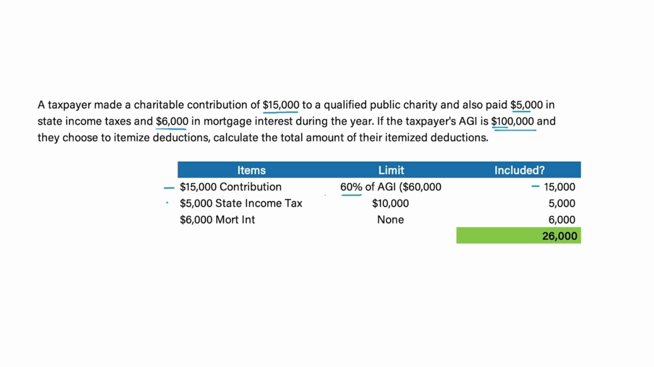So they can take the entire 15,000 as an itemized deduction. They pay 5,000 in state income tax, and you can take up to 10,000 in taxes. So they get the full 5,000. And then they have 6,000 in mortgage interest, and there's no limitation on mortgage interest. So the total amount of itemized deductions is 26,000.